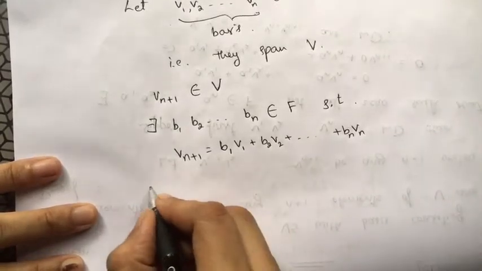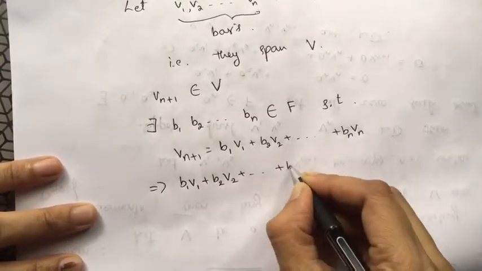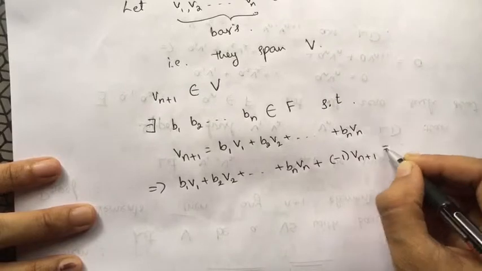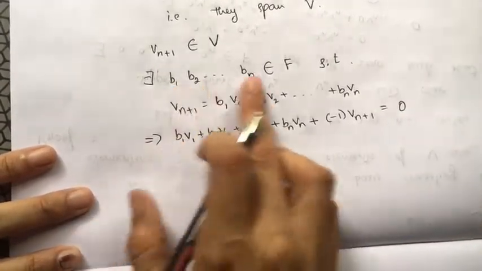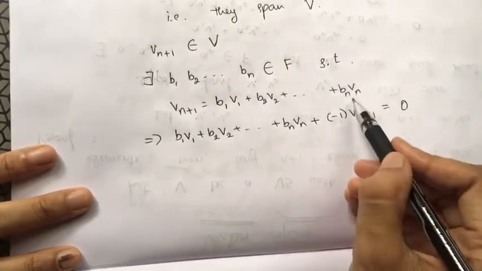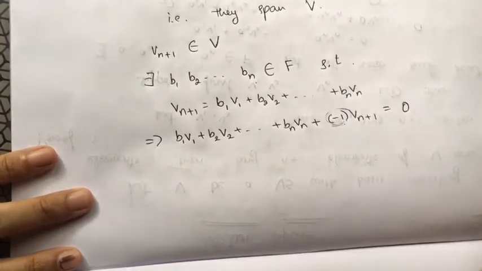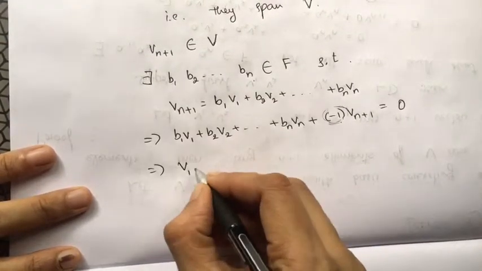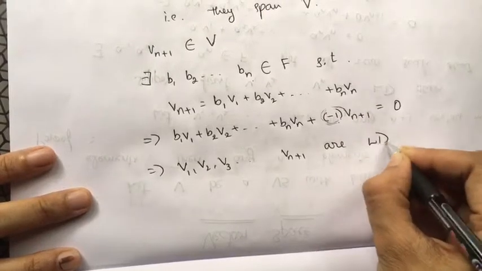Which implies b1 v1 plus b2 v2 dash dash bn vn minus 1 into vn plus 1, which is equal to 0. What does it imply? See, not all scalars are 0; the coefficient of vn plus 1 is minus 1, which is not equal to 0. Therefore, I can say these vectors v1, v2, v3 dash dash vn plus 1 are linearly dependent.